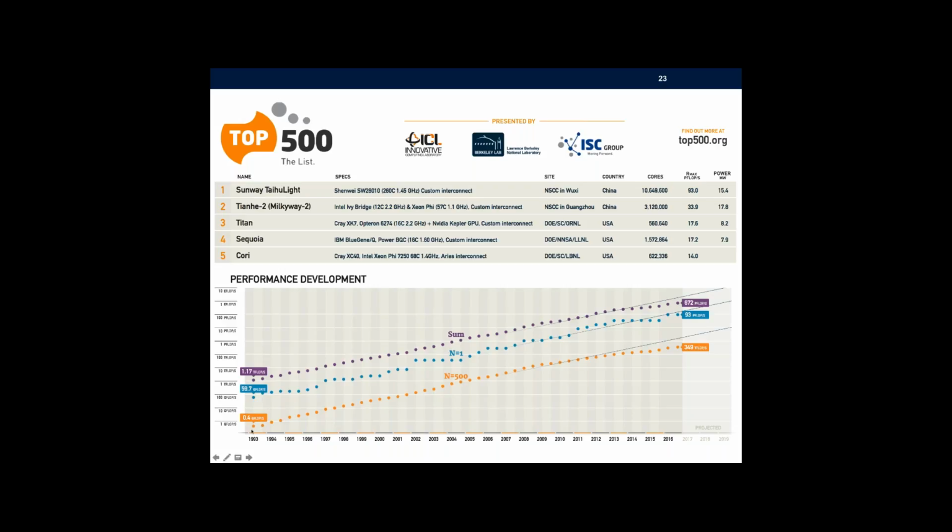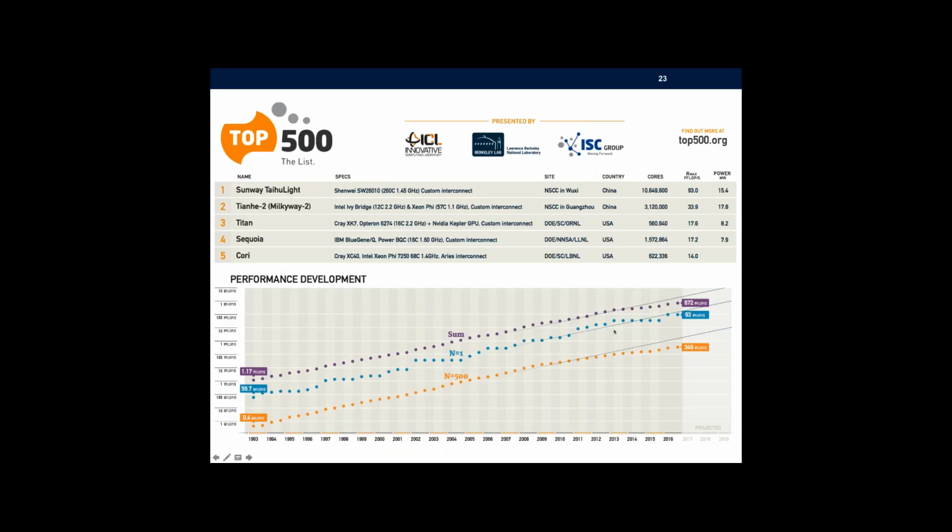At the bottom, you can see a chart that's plotted from the beginning of the Top 500 list, about 1993 to today, and it shows the number one in this list. As you can see, we are reaching about 100 petaflops, and the goal to reach the exaflops was about 2000. The initial goal was 2018. Now we're pushing toward about 2021, and we are making progress in that.